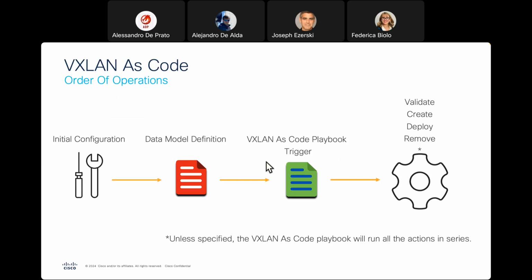Once you've done the initial configuration, your only focus will be on the data model definition. The data model is then going to be read by the automation process itself. And the automation process will do multiple tasks. It will validate your data model, and I will give you all the details in a second. It will create all the objects that are inside the data model into NDFC, and it will deploy them into the fabric. At the end, it will also keep track of whatever is not defined anymore in the data model and remove it from NDFC.